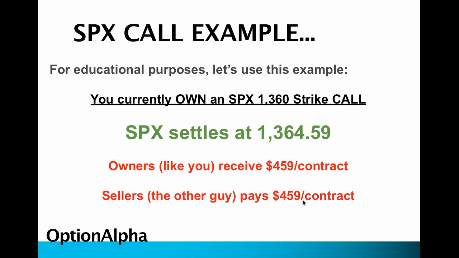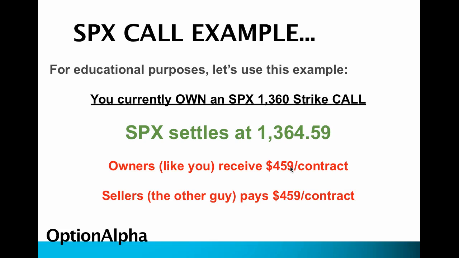If we look at an SPX call example, let's say that you currently own an SPX 1360 strike call. That gives you the right to technically buy the SPX index at 1360. So if the SPX index settles at 1364.59 at expiration, then owners like you receive $459 per contract. So again, the difference between 1364.59 and 1360. You receive that difference for 100 units of the index, and that's how much you receive per contract.